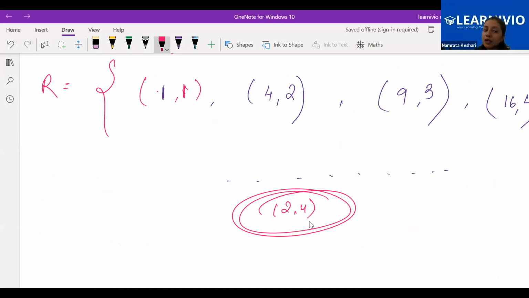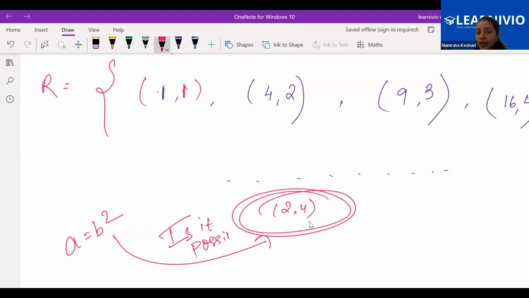We have to follow the condition given, A is equal to B square. Is this fulfilling the condition given? Is it possible to get this ordered pair? This is fulfilling the criteria that A is B square. B we have taken as 2, A came out as 4. But is it possible to get 2, 4 also? Yes or no?